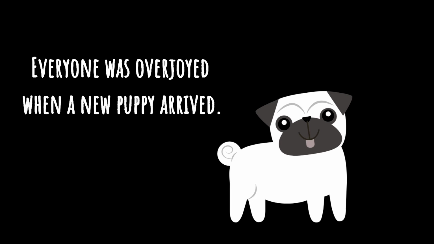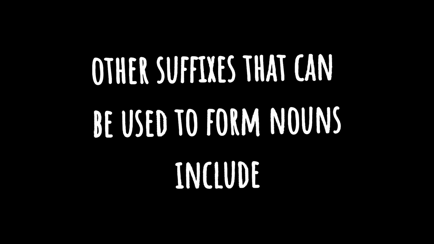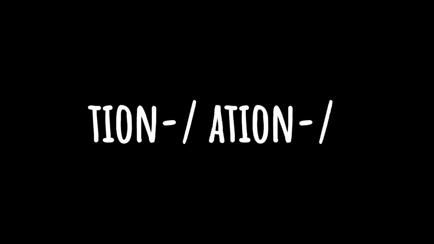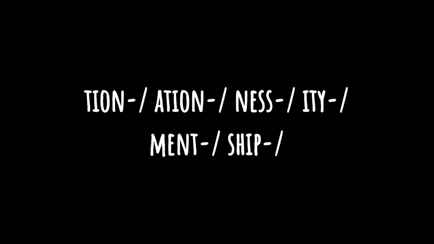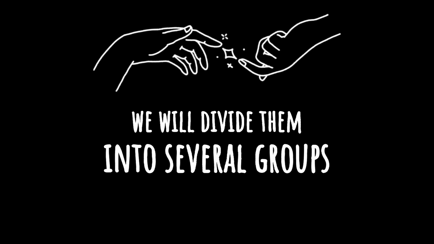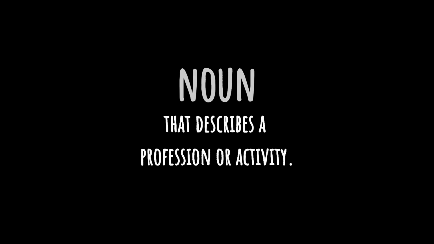Everyone was overjoyed when a new puppy arrived. The verb arrive becomes a noun by adding "al" to it. Other suffixes that can be used to form nouns include "tion," "ian," "ness," "ment," "ship," "ant," "ee," "er," "or," and many more. As a result, we will divide them into several groups in order to understand or distinguish them based on their meaning. First, nouns that describe a profession or activity.